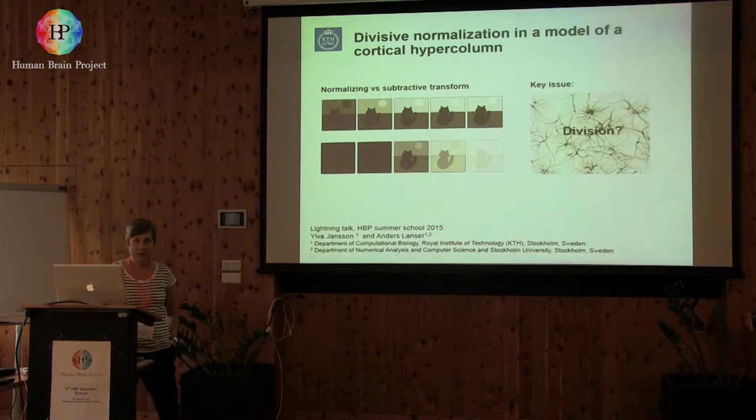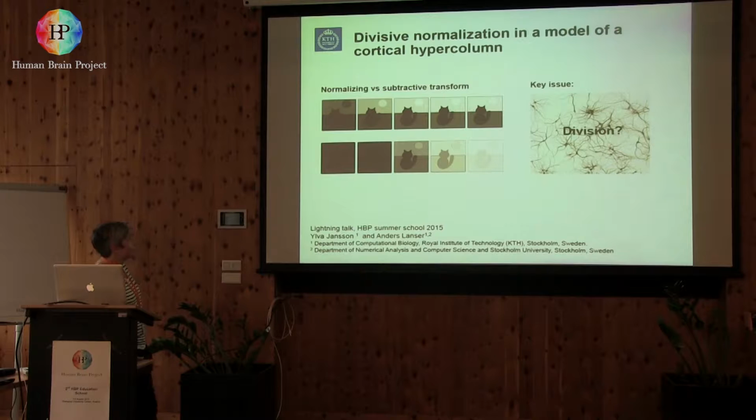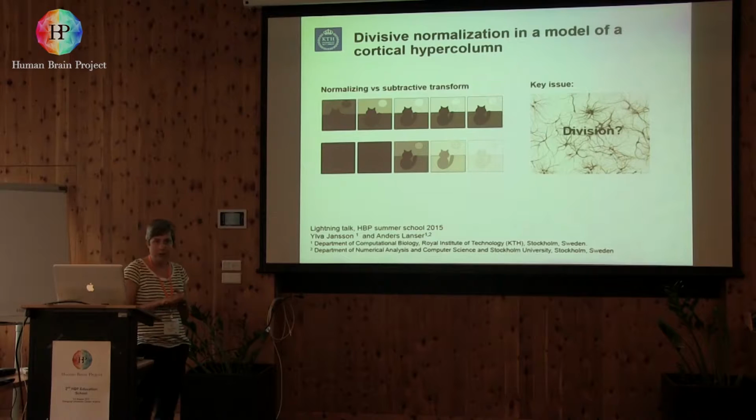Okay, I'm from the Department of Computational Biology at KTH in Stockholm, Sweden. And I'm going to talk to you about a spiking neural network model that tries to find some clues to how we get normalization in the primate cortex.